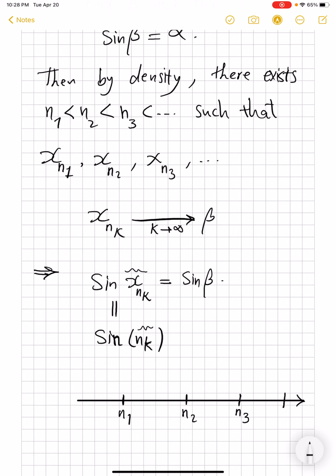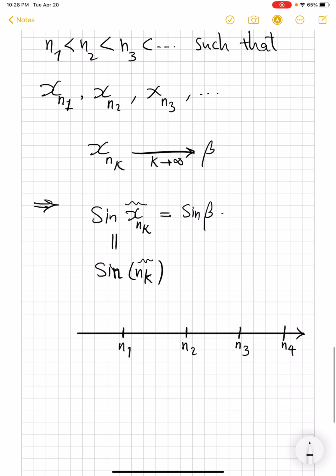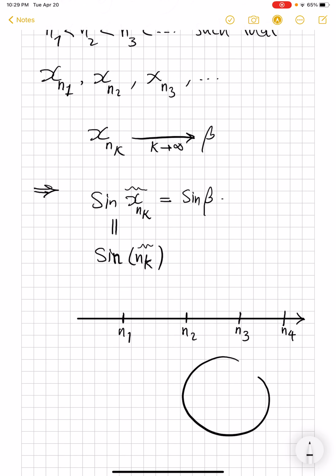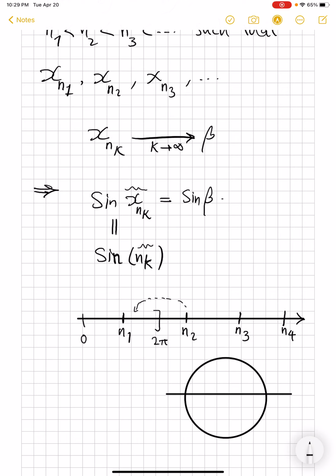What converges, though, is when I place them on the circle. You can also think about this as taking mod 2 pi. That means you bring all these integers back to the interval 0 to 2 pi. Because you can subtract any multiple of 2 pi without changing the sine quantity, you bring a copy of n2 back here, a copy of n3 back into the same interval.